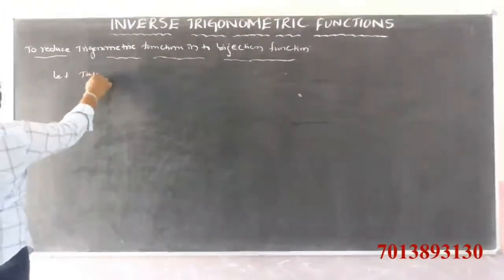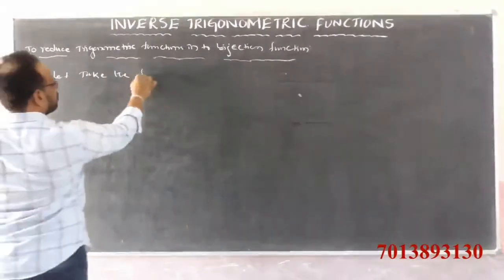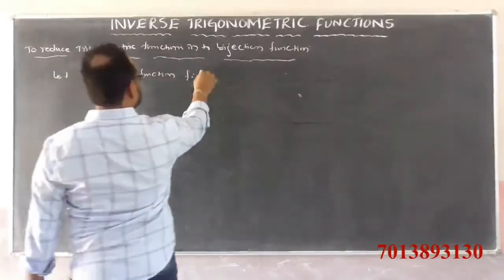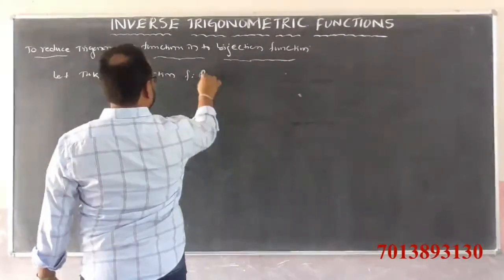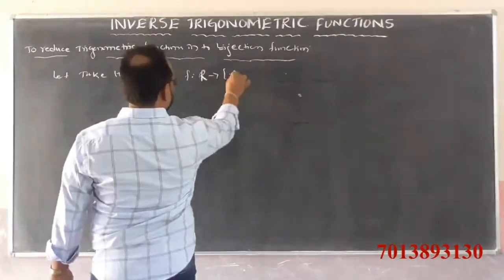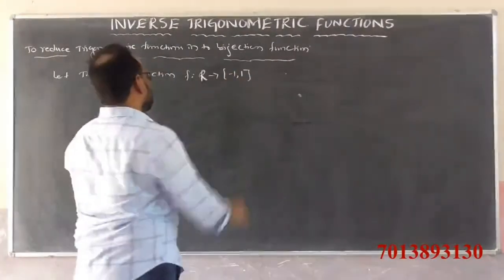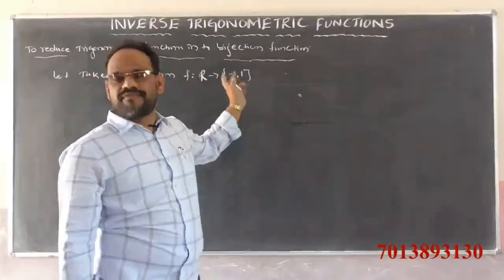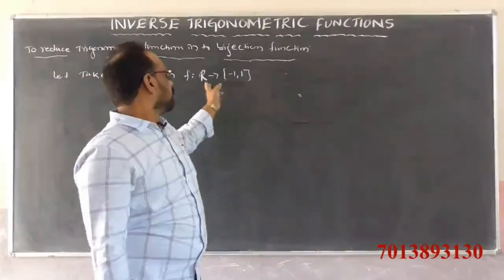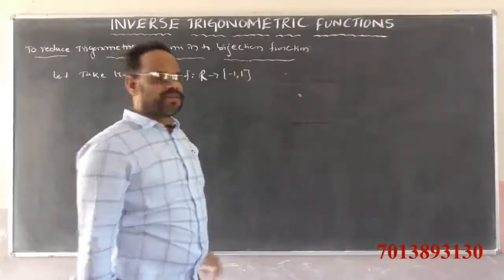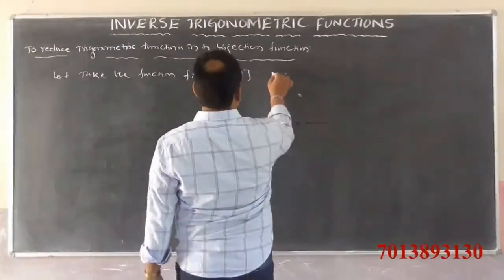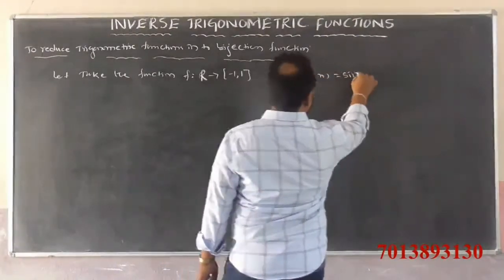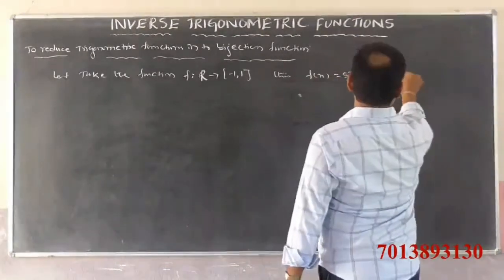Let us take the function f, which maps from real numbers to -1 to +1. If f is mapping from real numbers to -1 to +1, clearly f of x is equal to sin x for all x belongs to R.